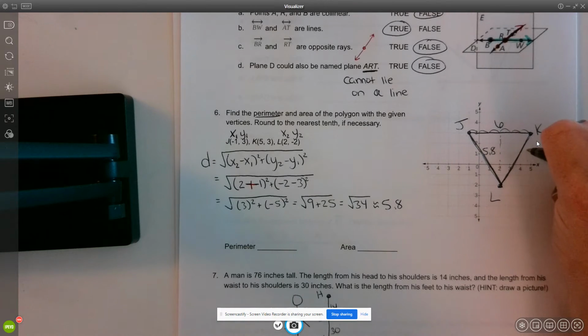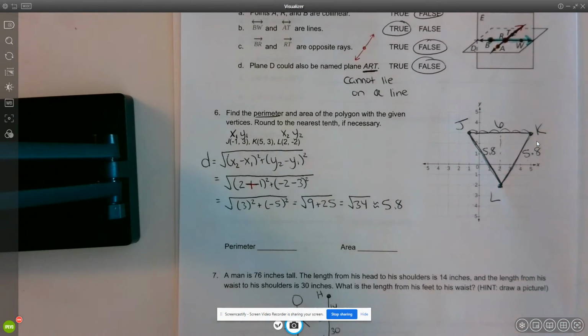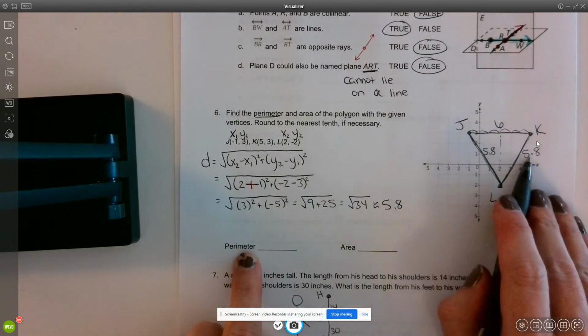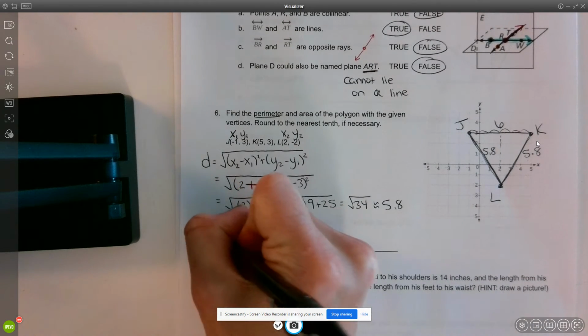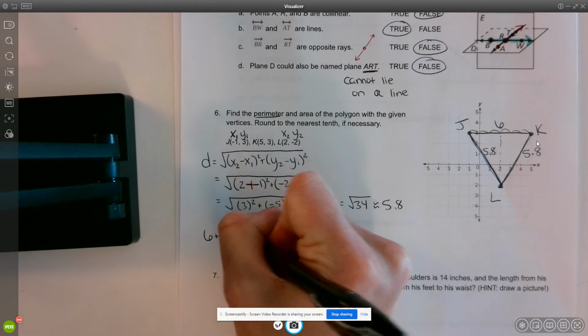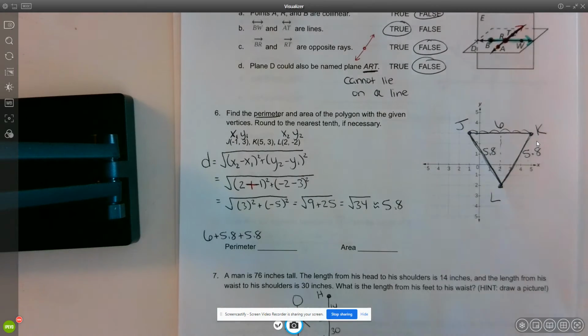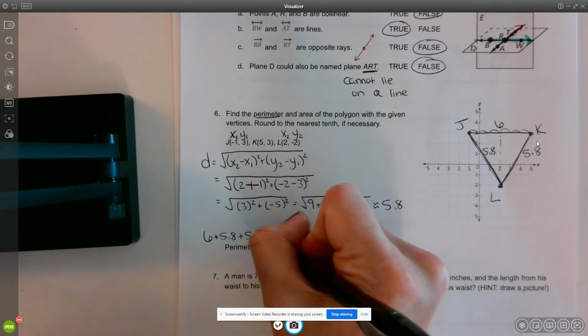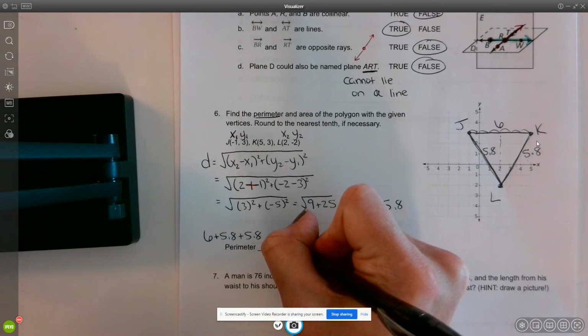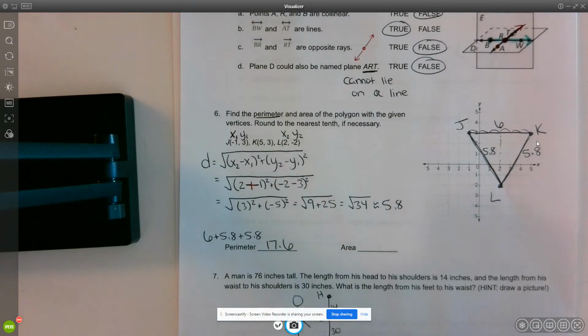And remember I said this is also going to be 5.8. To find the perimeter, remember we have to add up all three sides. So the perimeter is 6 plus 5.8 plus 5.8, which gets me a total of 17.6.